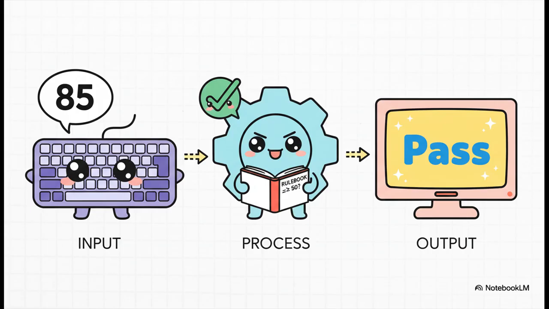And this example just nails it. The user types in a test score, let's say 85. That's our input. Then the program does its job. It checks its little rulebook. Is 85 greater than or equal to 50? Yep, that's the process. And finally, it spits out the result on the screen, pass. That's our output. Simple, logical, and incredibly powerful.